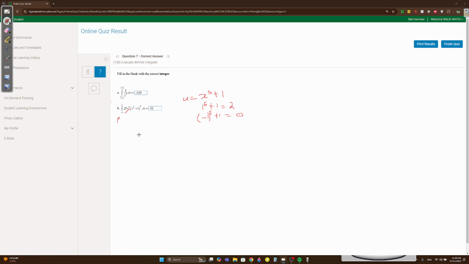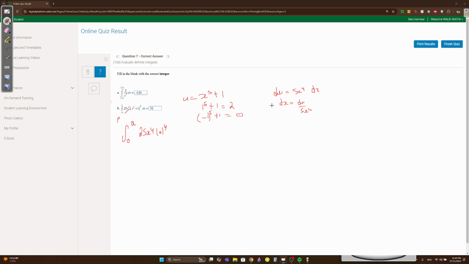So if you want to write it now in terms of u, you're going to use your new boundaries, 0 and 2, okay? And 25x to the power 4, u to the power of 4, right? U to the power of 4, because we said u is x^5 plus 1. And sorry, I forgot to write what du is. Du is 5x to the power of 4 dx, right? Remember u prime dx. So that means dx is going to be equal to what? Du over 5x to the power of 4.